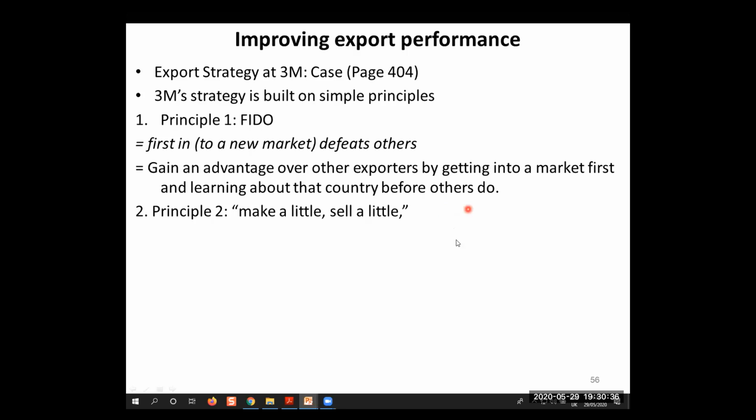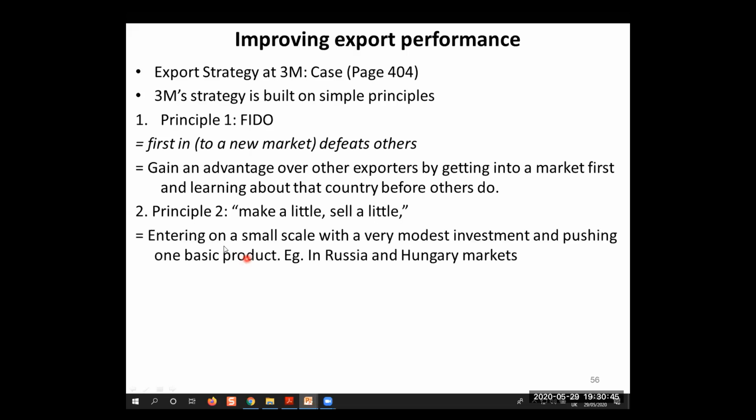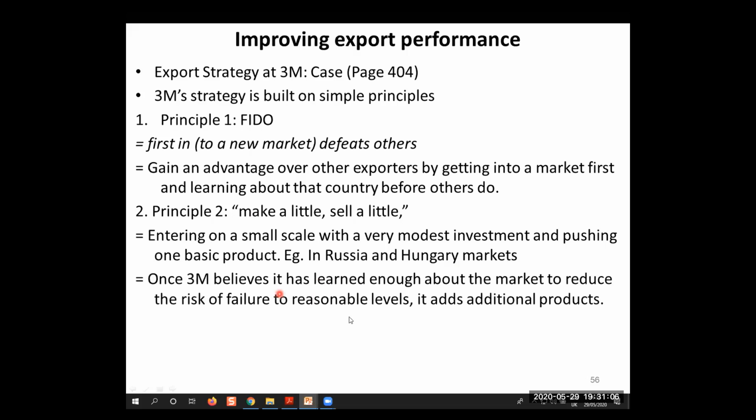The second principle of 3M is make a little, sell a little. It means entering on a small scale with a very modest investment, pushing one basic product and really working on that one. For example, many Russian companies in the Hungarian market are like this. Anyway, you can read it.